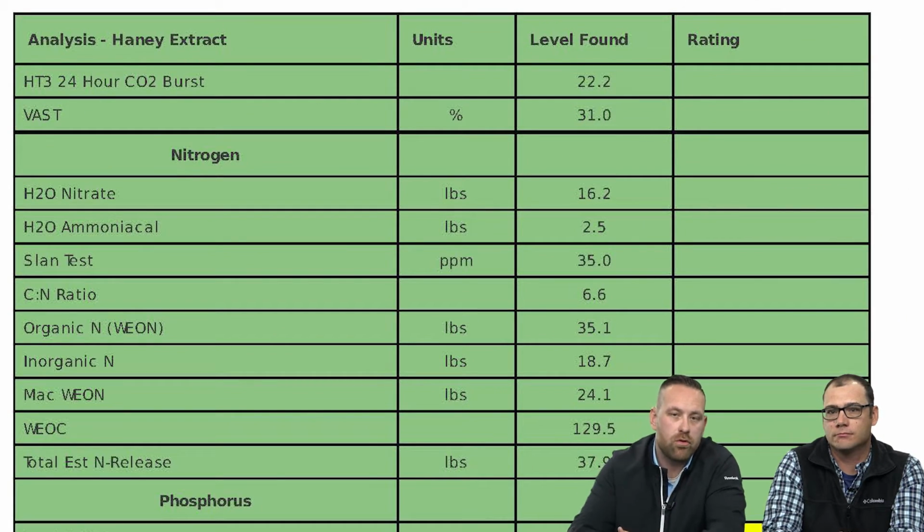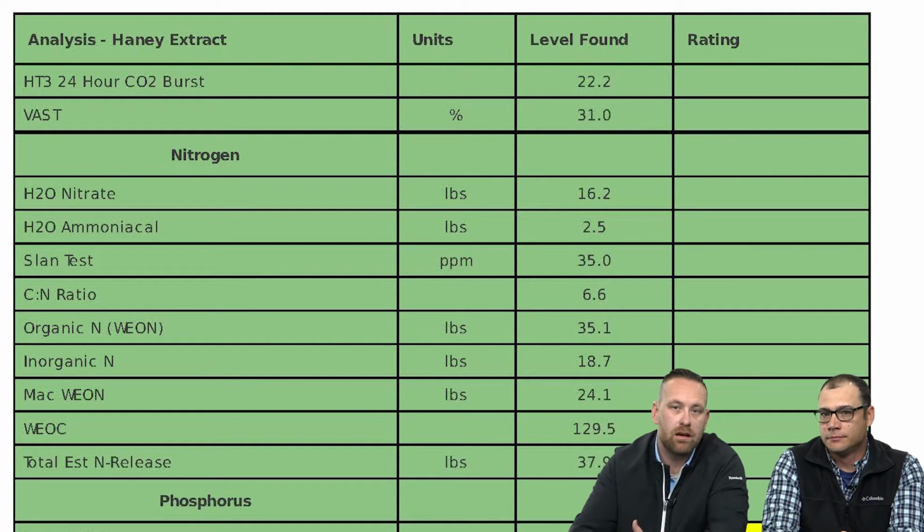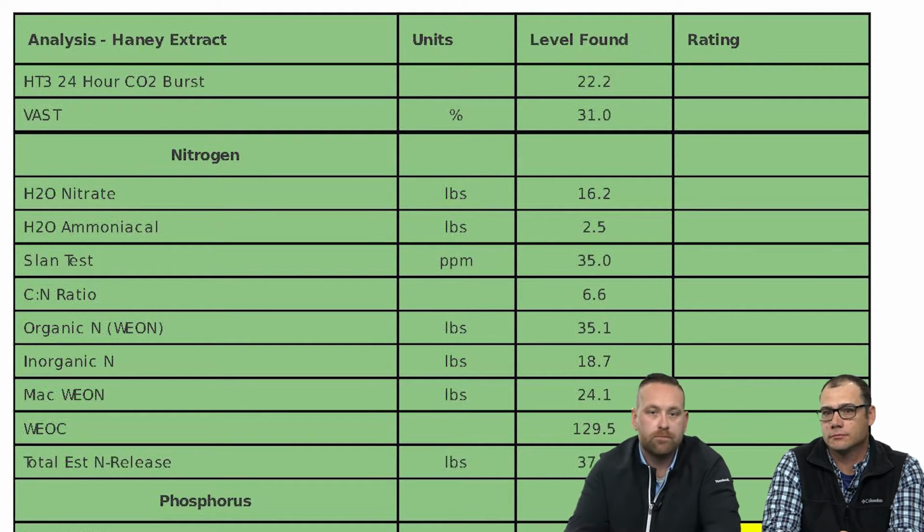So the very top number that you see there is HT3 24-hour CO2 burst. That is a measurement of biological respiration, right? That is just giving us an idea of how active that soil is from the release of carbon dioxide through biological activity. The very next one is VAST.